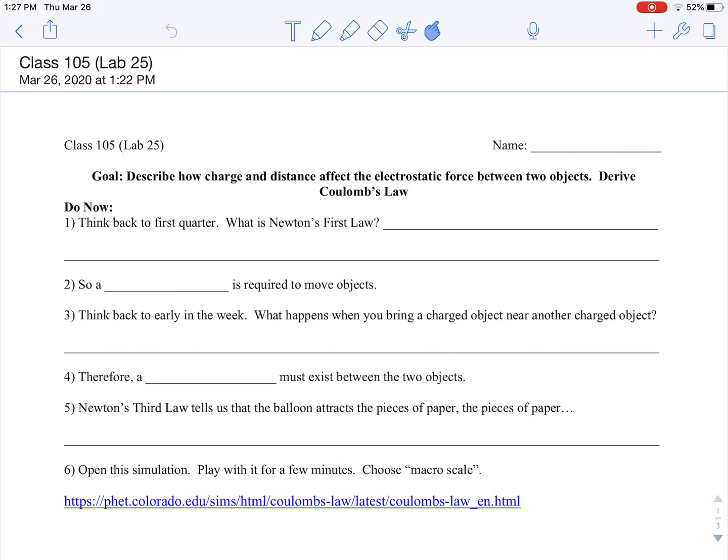Hey everybody, welcome to class 105. This is also going to be lab 25. A little bit more on that on the next page.